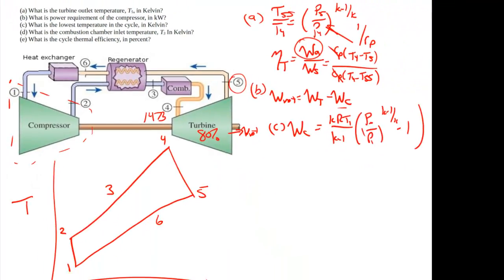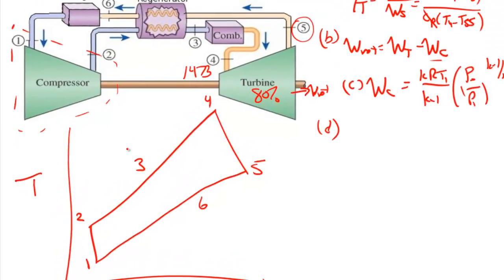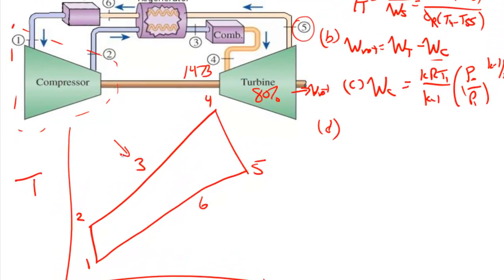Alright, so now coming over to part D. What we know is the combustion chamber inlet temperature. So that's going to be T3, this temperature right there. Now we need to take into account this regenerator to figure out where 3 is exactly on that line.